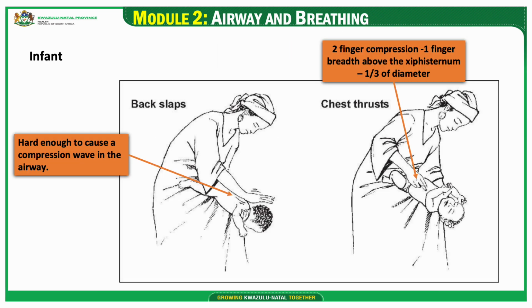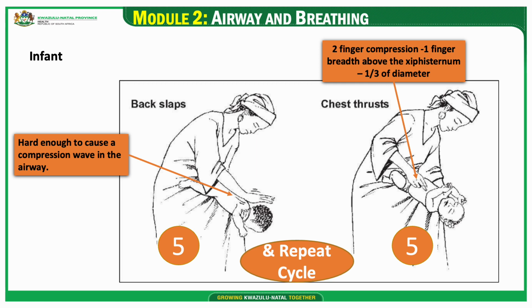So if the patient has an ineffective cough and they're still conscious, the infant that's less than 1 year of age, you can place on your lap, head down, facing down with the head lower than the rest of the body, and you give 5 back slaps between the scapula. If that doesn't help to relieve the obstruction, you can turn the patient over, still with the head lower than the rest of the body, and with 2 fingers just above the xiphisternum, you give 5 chest thrusts with a 1/3 diameter of the patient's chest.